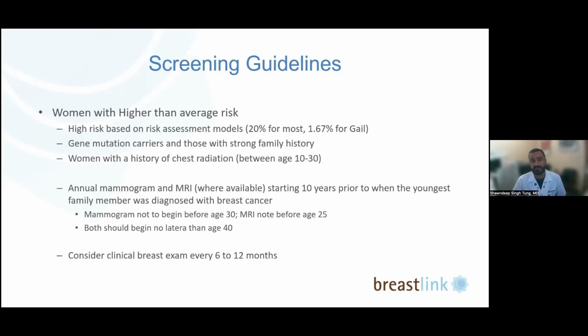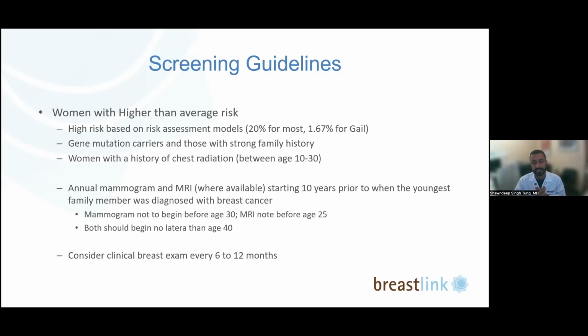So what's the difference between those high risk patients? Well, one of the main differences is we're going to increase the screening with more imaging. Annual mammography is still recommended. However, annual MRI is also considered. I tend to stagger those 6 months apart, so my patients will have something twice a year instead of bunching them together.